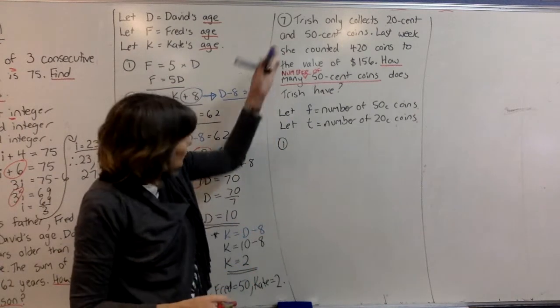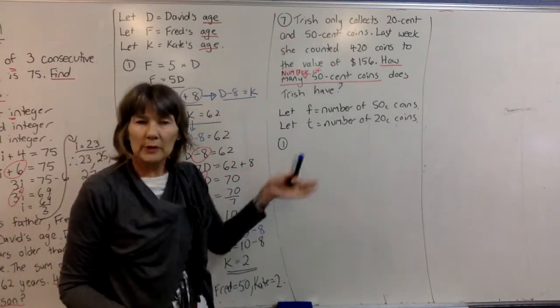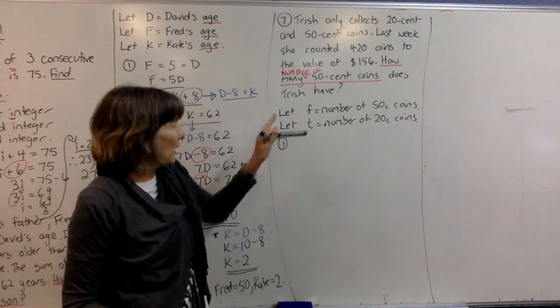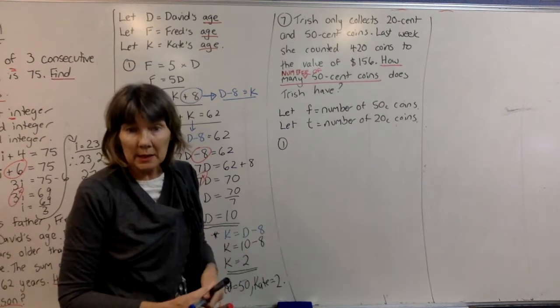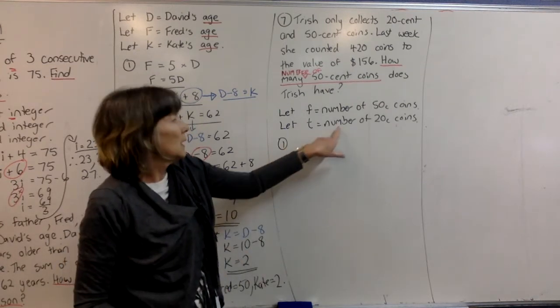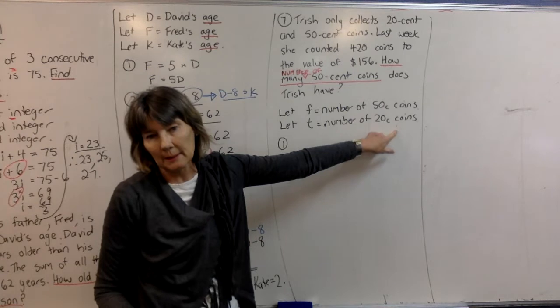Now, because of what's happening up here, we do need another letter here, even though they haven't asked for it, and it's to do with those 20-cent coins, so we stay consistent. We're going to let T equal the number of 20-cent coins.